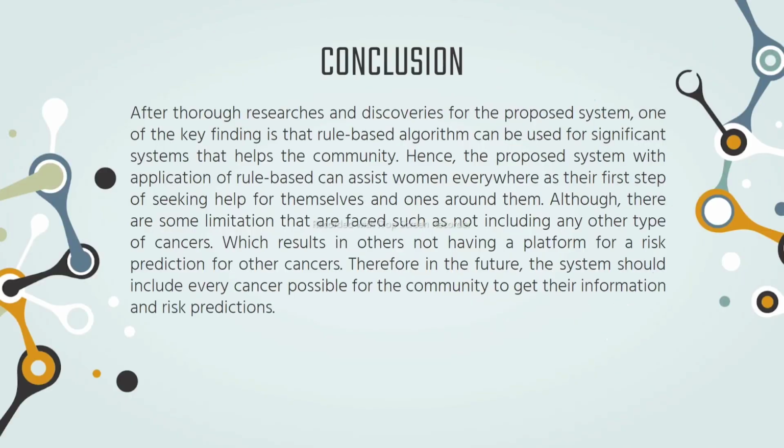For the conclusion, after thorough research and discoveries for the proposed system, one of the key findings is that a rule-based algorithm can be used for significant systems that help the community. Hence, the proposed system with application of rule-based can assist women everywhere as their first step of seeking help for themselves and those around them.